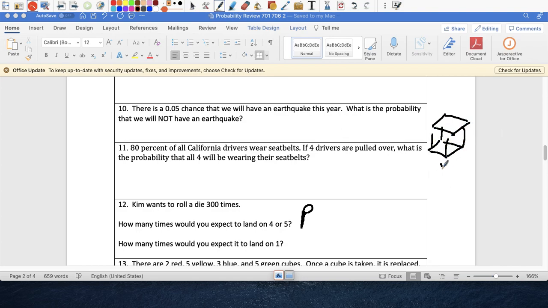Right, the numbers 1, 2, 3, 4, 5, 6. This is "or," right? It says 4 or 5. So if it comes out as 4, you win, and if it comes out as 5, you win. So how many 4s and 5s do we have here? We have 1, 2. So this would be 2 out of 6, right? The probability of getting a 4 or 5 would be 2/6.